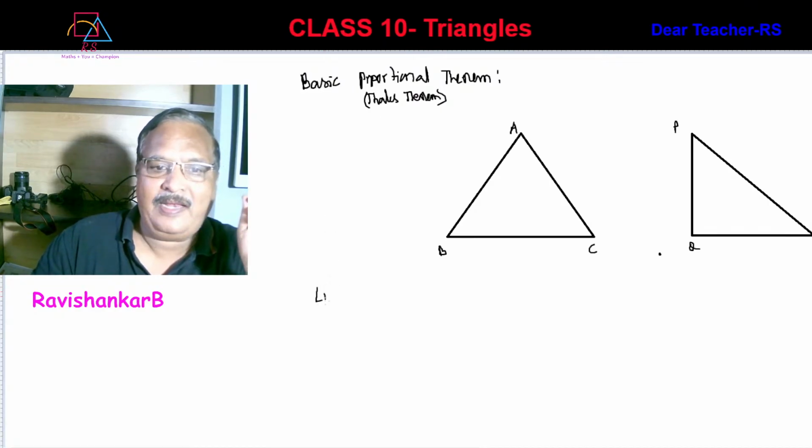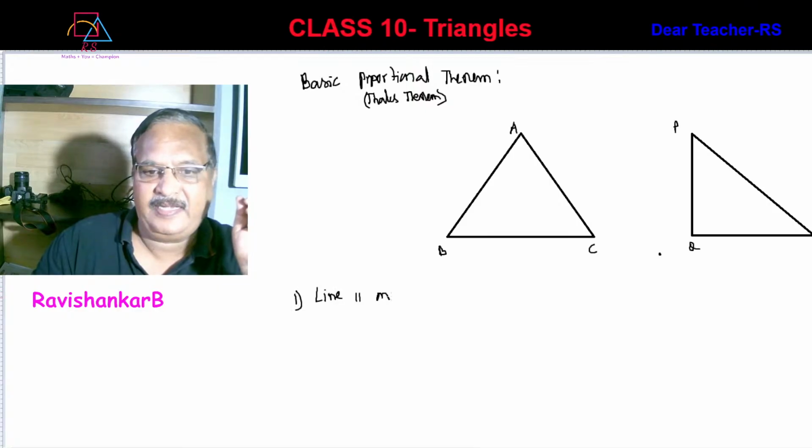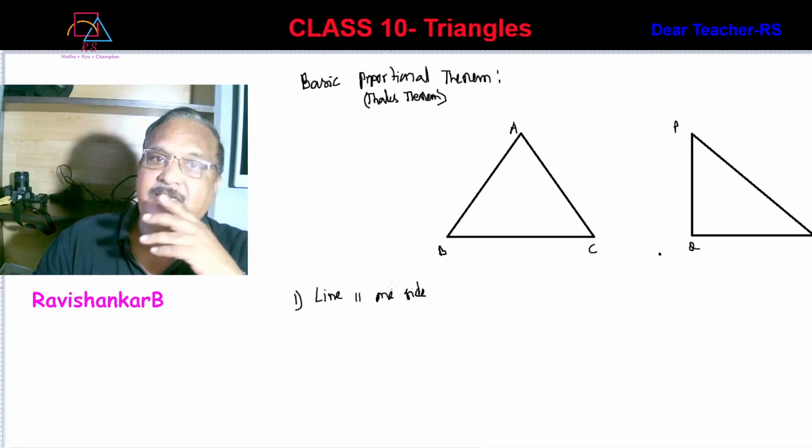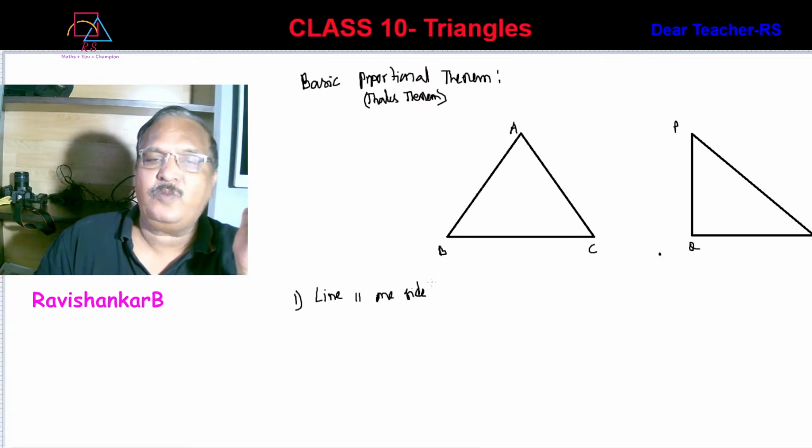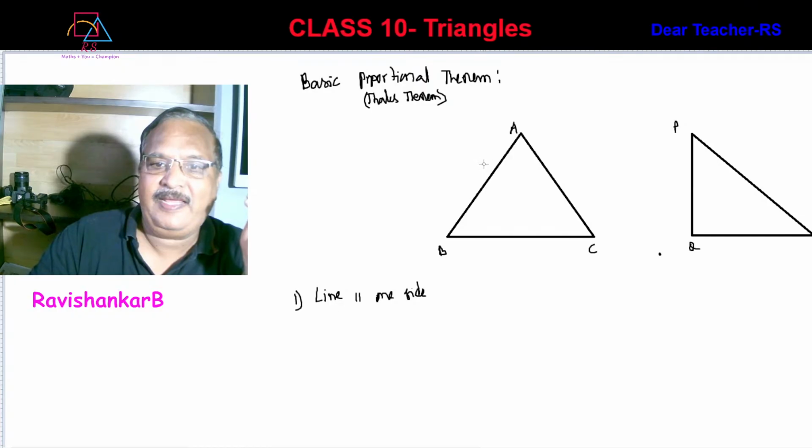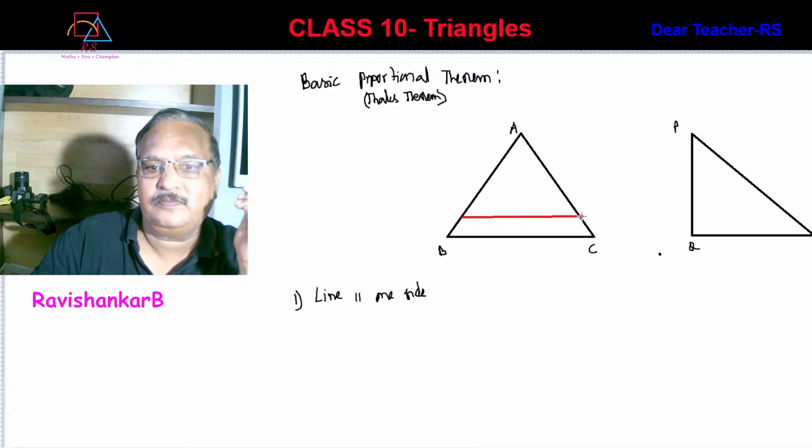Any line parallel to one side of a triangle. That means one line parallel to one side. There are three sides, you can take any side. So I will take a parallel line to the base only. First you take it to the base. This is the parallel line. This line is parallel to BC, base. So here I will take this line is parallel to PR.